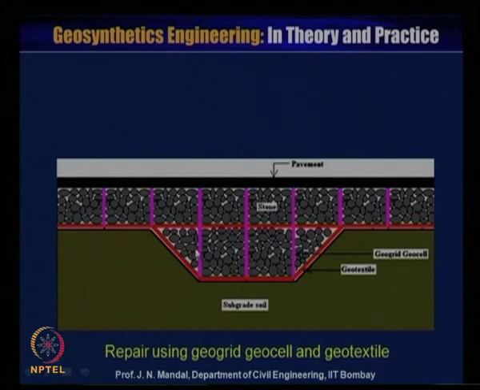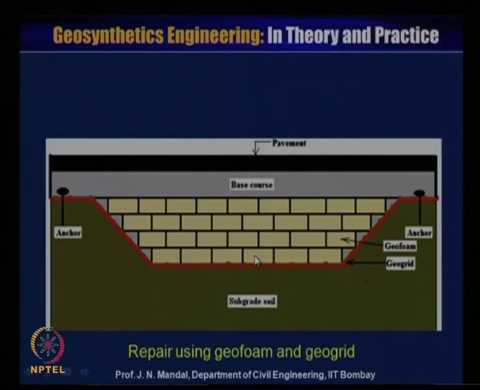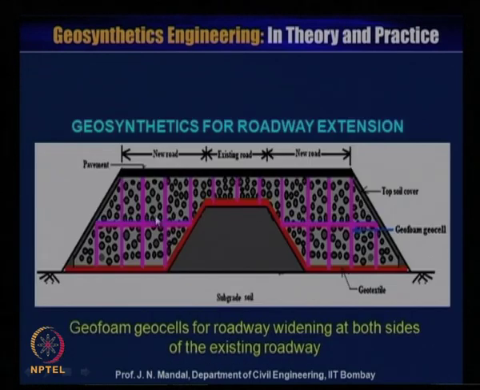Also, you can repair using geogrid geocell. This is the geogrid geocell, and this is made of geogrid, or it may be geocell, or a combination. You can see this is the geocell, and it is filled up with stone, and there will be no lateral deformation. It gives very good confinement effect, or you can repair this kind of problem using geogrid geocell or geotextile. You can also use geotextile which can be anchored, and then you can place this geofoam material on the top of this. This is the base course then, and then the pavement. So, you can see different types of material can be used.